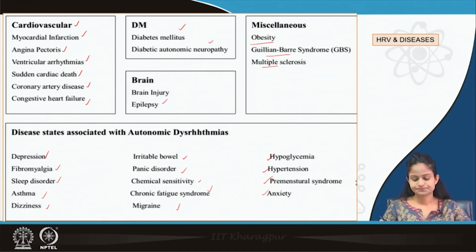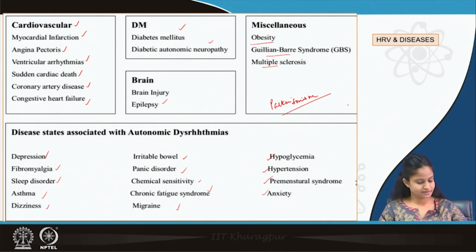There is extensive literature available in the PubMed database, Scopus database, Embase database also. You can see that various literature is available based on the autonomic dysfunctions related to these diseases. Not only cardiac diseases, psychiatric diseases, neurological disorders, but nowadays autonomic dysfunction is also being reported in patients who are having Parkinsonism.